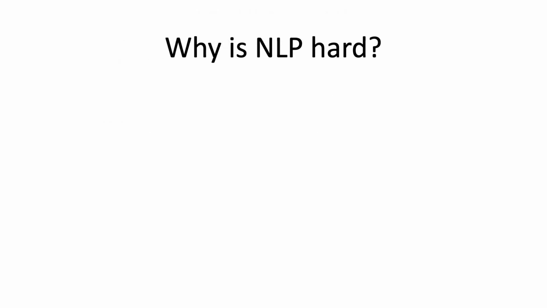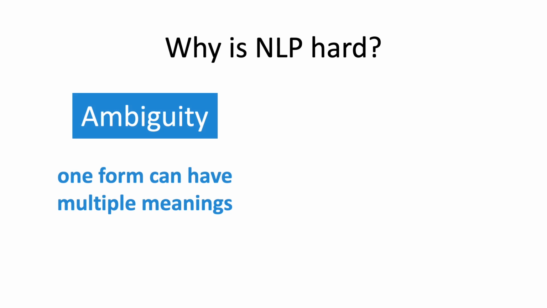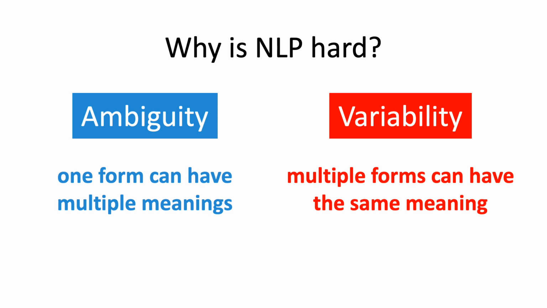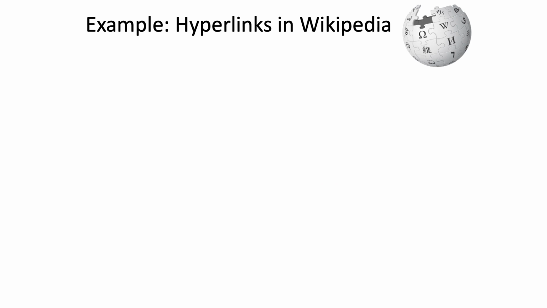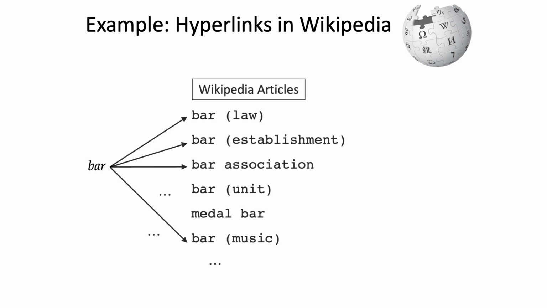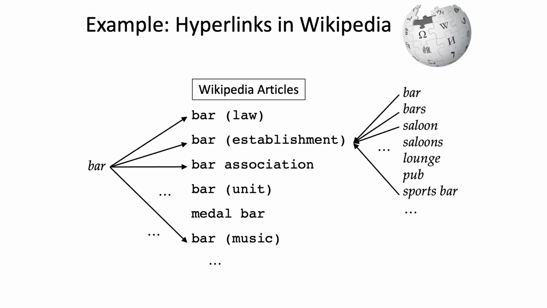Why is NLP hard? Well, natural language data poses many challenges for computers. One challenge is ambiguity. One linguistic form can have multiple meanings depending on context. Another is variability. Multiple forms can have the same meaning. Here's one example. We'll see many more examples throughout the course. If you look at hyperlinks with the link text bar in Wikipedia, you'll find links to many different Wikipedia articles depending on which sense of bar is meant in the context. At the same time, if you look at all the links to the bar establishment document, you see a wide variety of link texts.